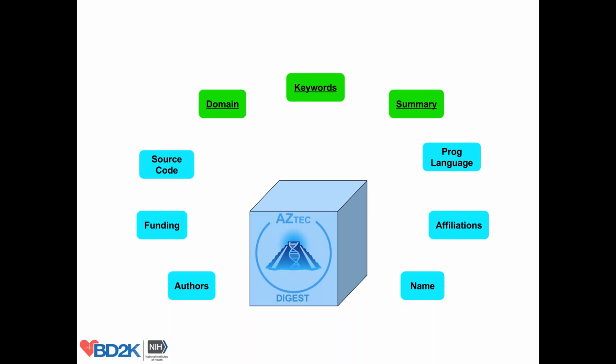The source code is a link to the source or the source code. This is usually a version control system like GitHub, Bitbucket, or SourceForge. Once we have the source code URL, we can obtain the programming language through the existing APIs. Three things that we're currently working on are biomedical domain extraction, keyword tag extraction, and tool summarization. And right now I'll hand it over to Joey to explain his research in these fields.